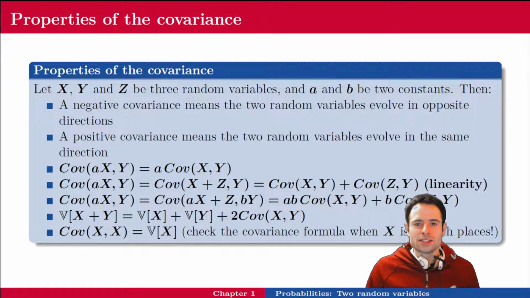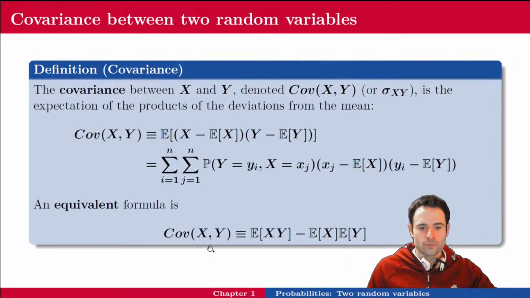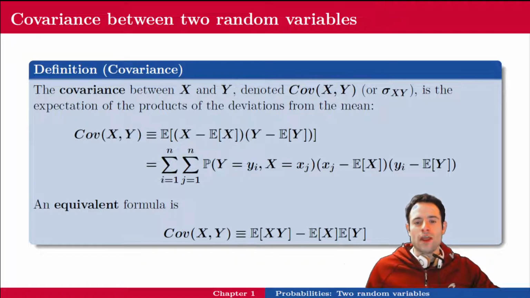The last one I want to talk about is actually a kind of trivial one: the covariance between x and itself is equal to the variance of x. And you can check the covariance formula where you put x in both places. Here, you have x minus expectation of x, and here you replace y by x, you get x minus expectation of x again. Then this means that you get x minus expectation of x, squared. And you go back to the variance formula.